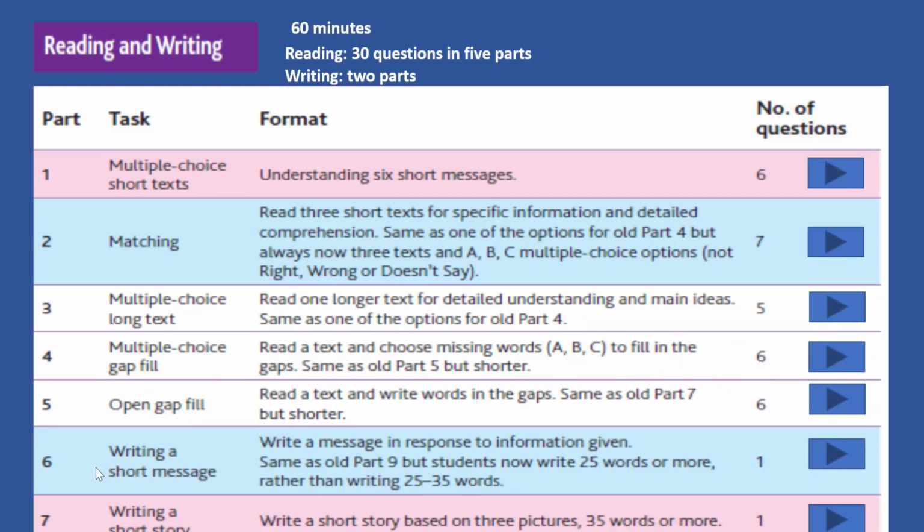After that, we move to writing. We have 2 questions for writing: write a short message and write a short story. For the message, students are going to write a message in response to information given. The same as old part 9, but students now write 20 words or more.